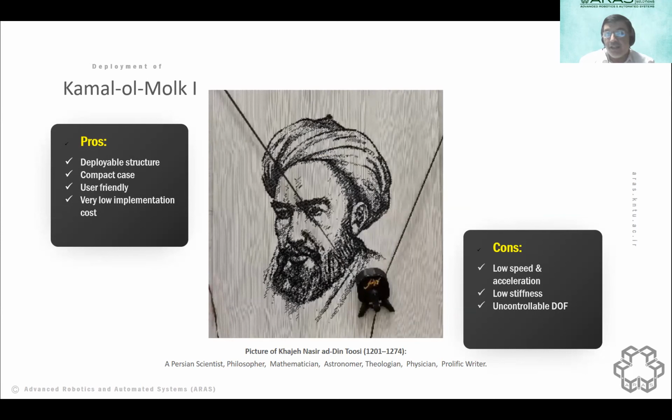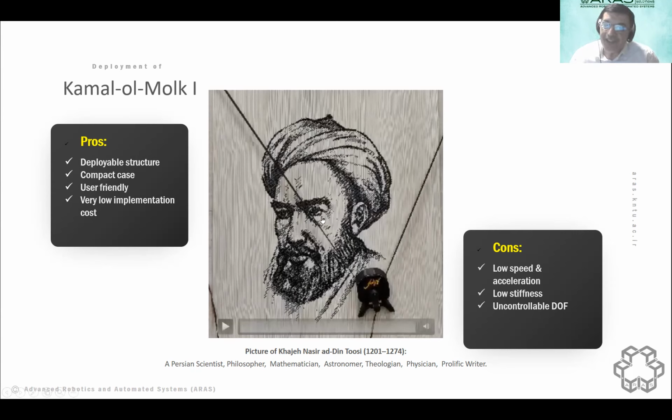The final art is interesting, but how the art is performed attracts a lot of attention from the audience. This structure, of course, is the first structure, very simple, very low cost, very deployable, very compact, user-friendly, with very low implementation cost, but it is slow.